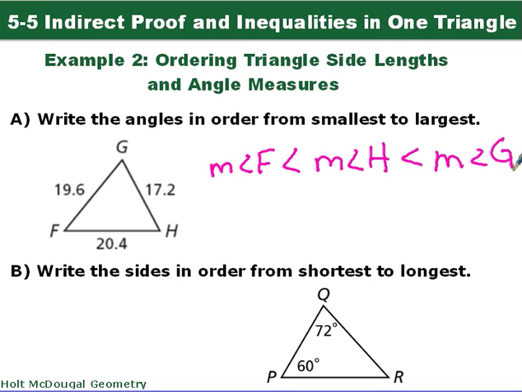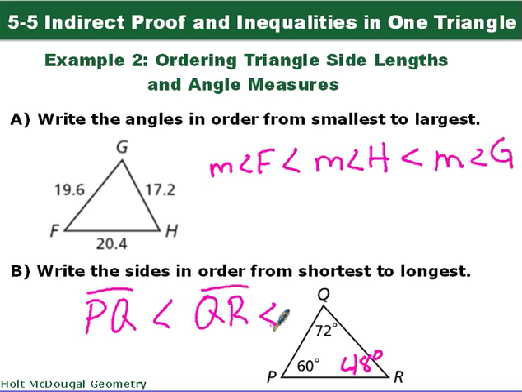And now for B, we're writing the sides in order from shortest to longest. So 180 degrees in a triangle, this is 132. 180 minus 132 is what, Ms. Briscoe? Oh, it's going to be 48. So the shortest side is going to be opposite the smallest angle. So segment PQ is going to be less than segment QR, which is less than segment PR.